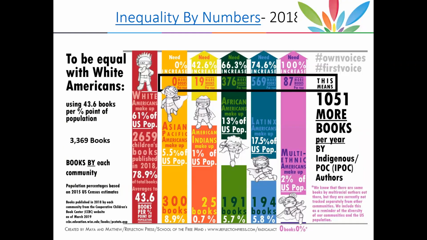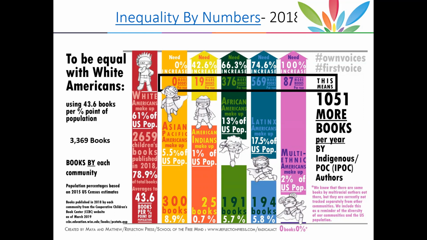So the information in this infographic is representative of information compiled by the CCBC, the Cooperative Children's Book Center, and made by Reflection Press also in 2018. There's a lot of information here, but I would like to draw your eyes to the black box. A quick reminder, this graphic is providing us information on book equality and not book equity.